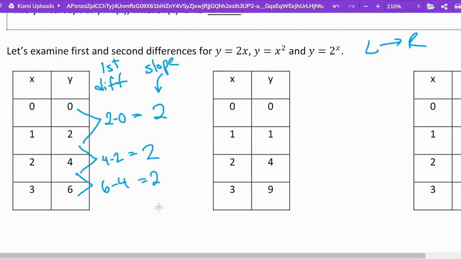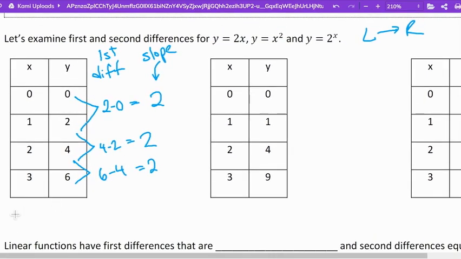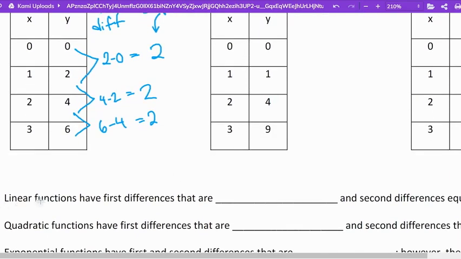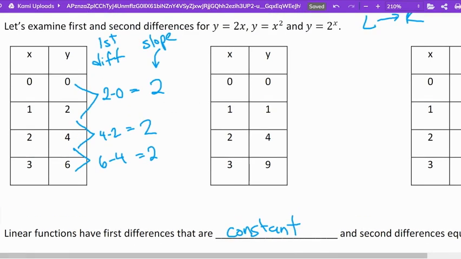All right. So we can say this is a linear function because what? Like the first differences are constant. So linear functions have first differences that are constant. Constant meaning they don't change. And second difference is equal to what? Oh, let's see. So the second difference is when you take the first differences and subtract them. So meaning 2 minus 2, what's that? 0.